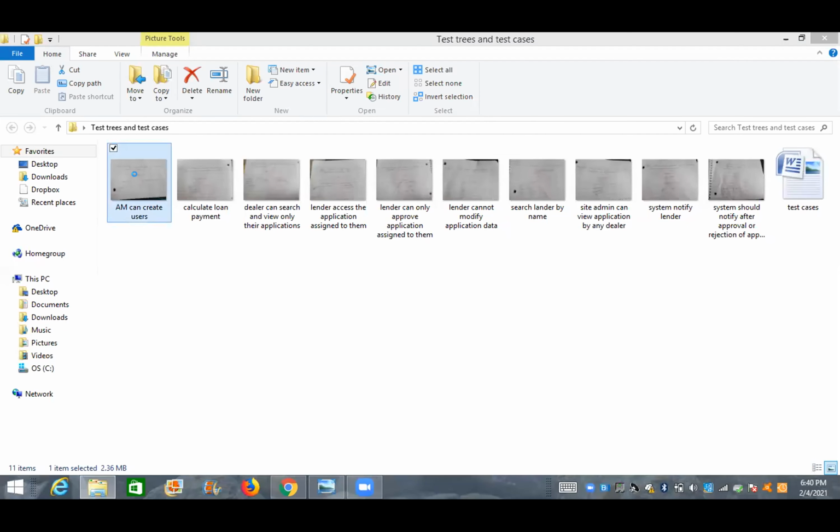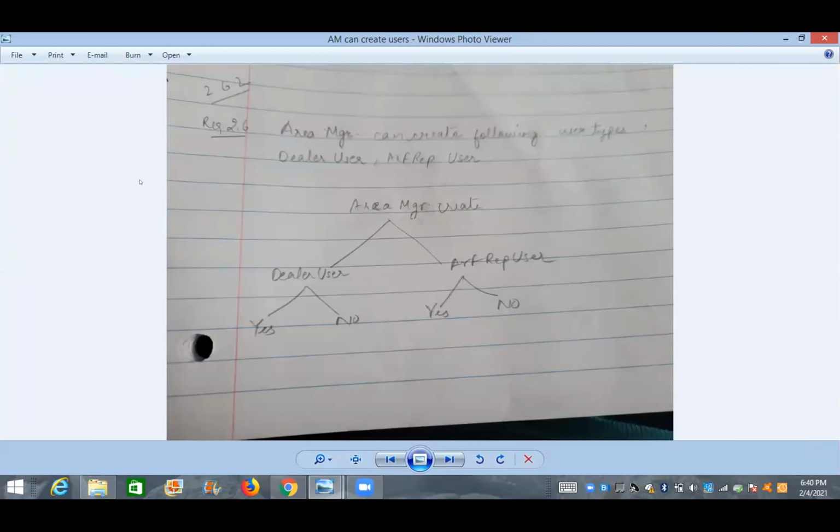Can you see my screen? Yes, Nidhi. So the requirement was: area manager can create the following user types, dealer user and rep user. According to me, it was simple. Either he can create a dealer user, yes or no, or he can create a rep user, yes or no.